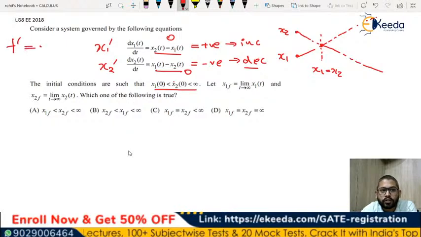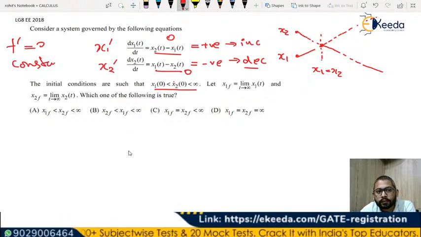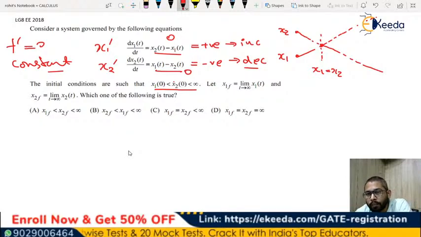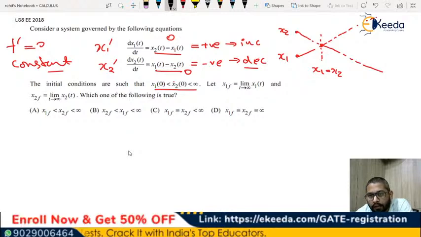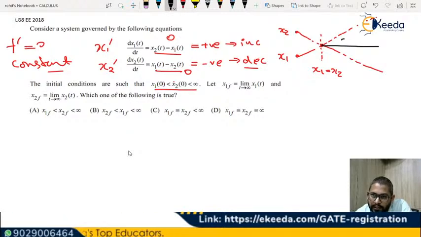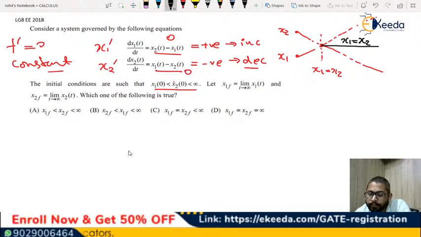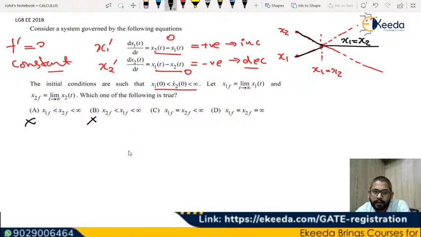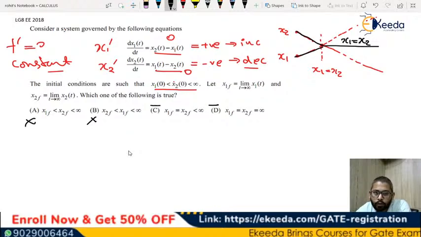F dash is equal to 0 means constant function, which means from now onwards we have seen a dotted line, but after that what will happen? From now onward it will be a constant value moving together, and of course both x1 and x2 are the same. So the graph is going to be like this. It is not extending upward and downward. And after that we can also see, so that means A option won't be there, B option won't be there, any of C or D is going to be there.